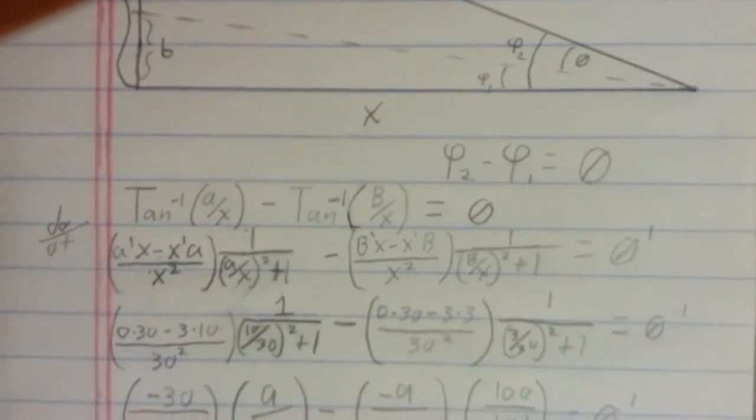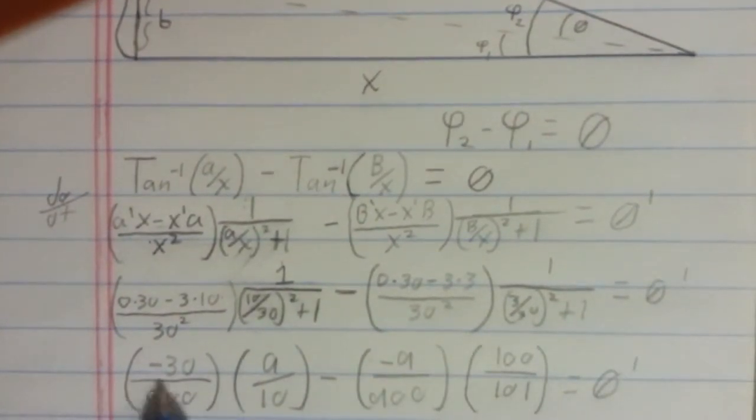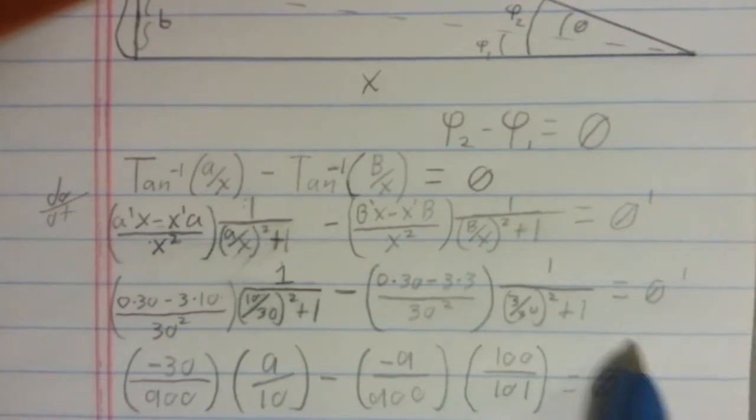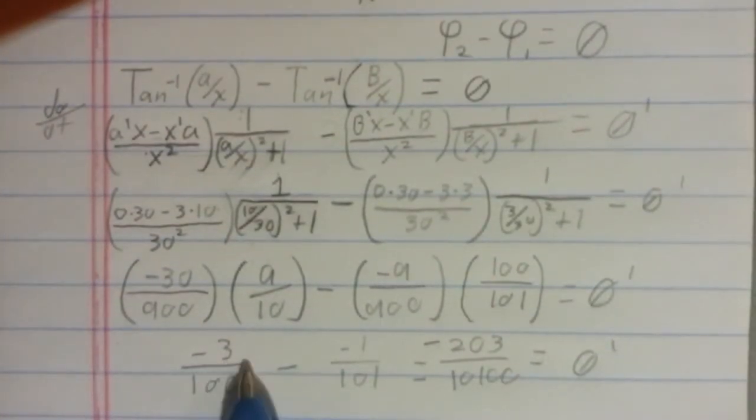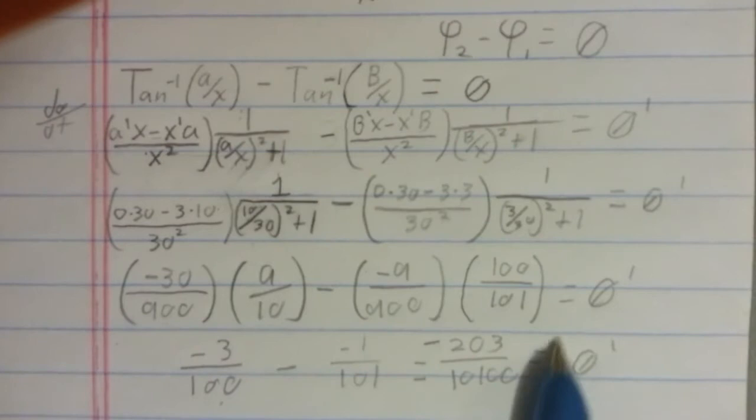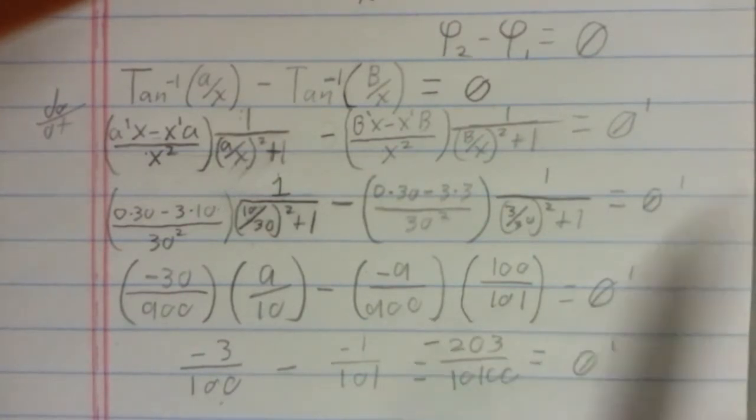We can do some simplification and multiply these out to result in negative 30 over 900 times 9 over 10 minus negative 9 over 900 times 100 over 101. This still equaling theta prime. Further simplification results in negative 3 over 100 minus negative 1 over 101. Finding the common denominator of these, multiplying them both by each other, and then doing the same to the numerators, we get a result of negative 203 over 10,100, equaling theta prime.